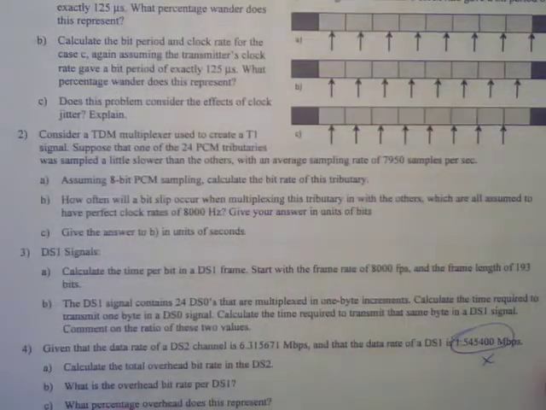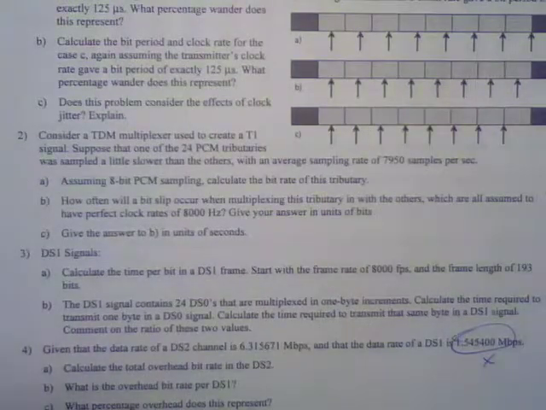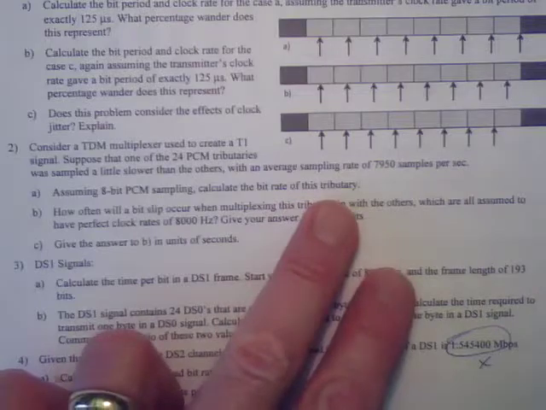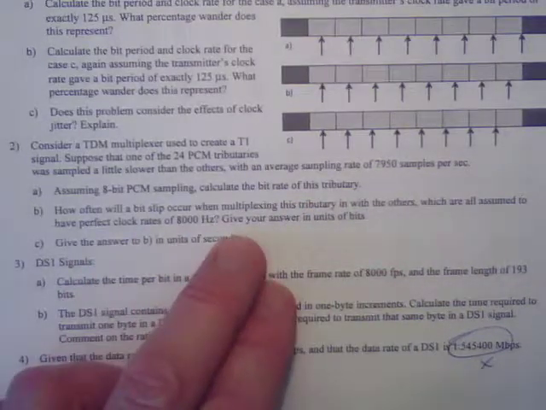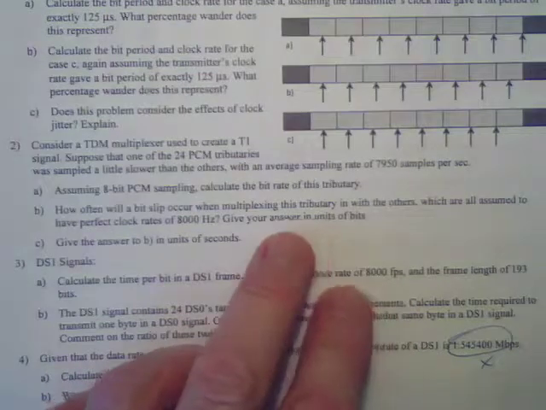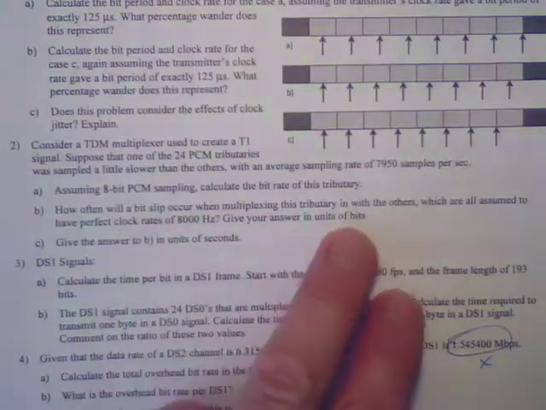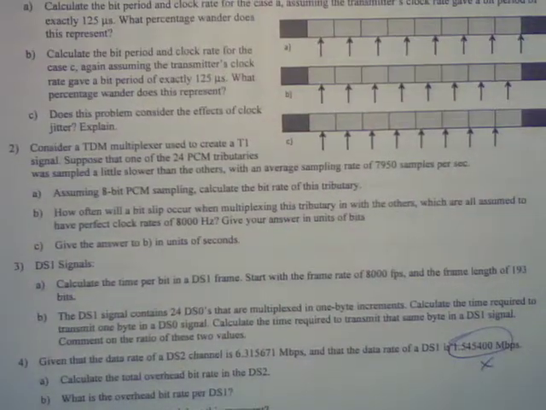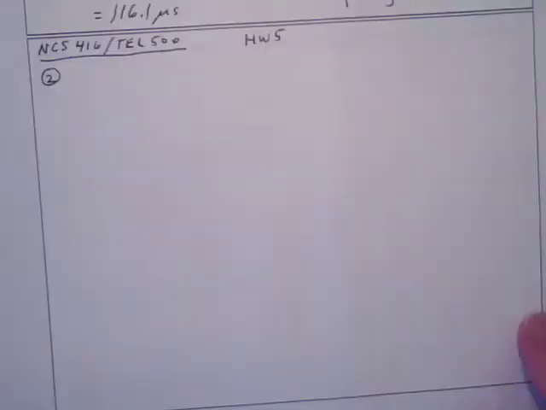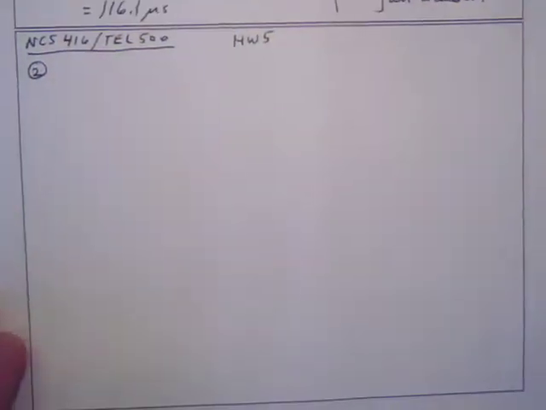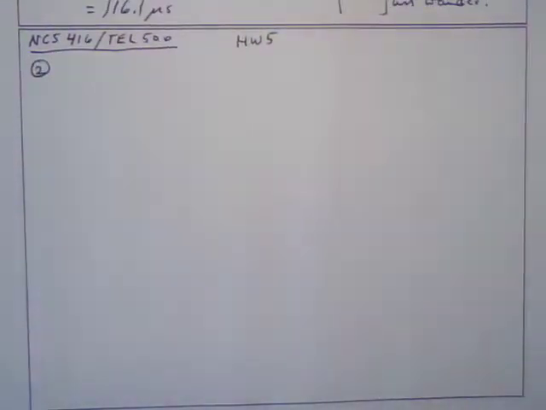The normal rate is 8,000 samples per second. Assuming 8-bit PCM sampling, calculate the bit rate of this tributary. How often will a bit slip occur when multiplexing this tributary with the others, which are all assumed to be perfect? Give your answer in units of bits, and also in part C give the answer in units of seconds. So this is a fairly straightforward application of the equations that were given.